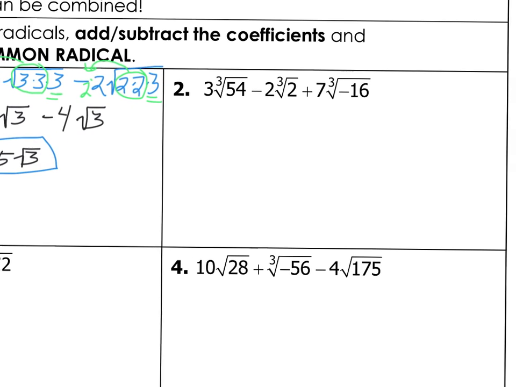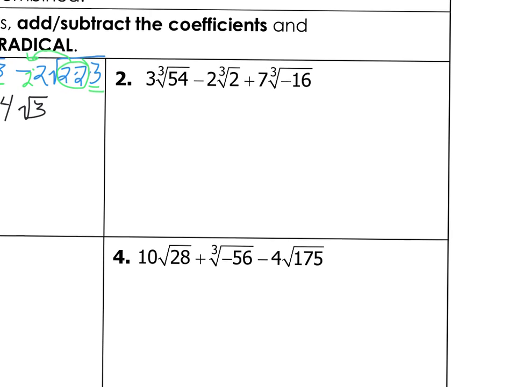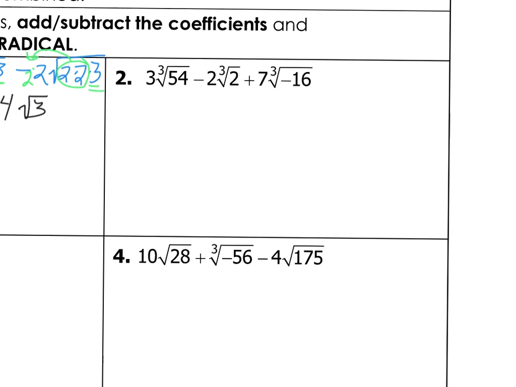So then let's move this over, and you try this one on your own. So pause the video and try this and then restart it. All right, so for 54, that would be 9 times 6, which would give me a 3, and then a 3 and a 2.